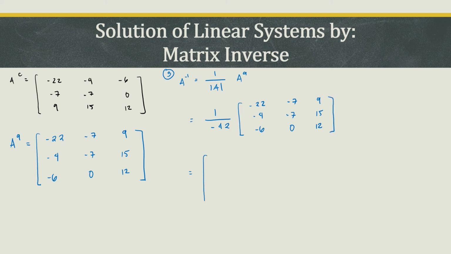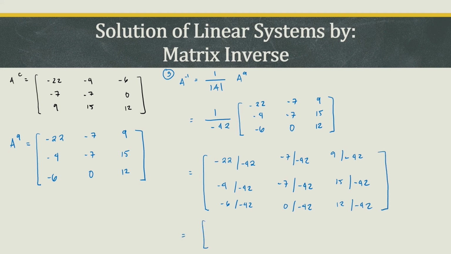So this is going to be -22 over -42. This is -7 over -42, 9 all over -42, -4 over -42, -7 over -42, 15 over -42, -6 over -42, 0 over -42, then 12 over -42.